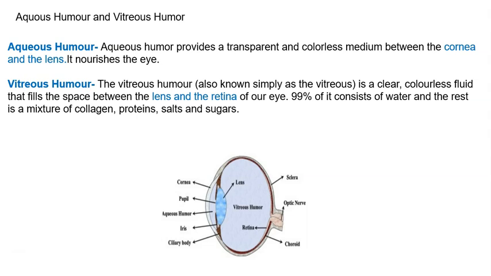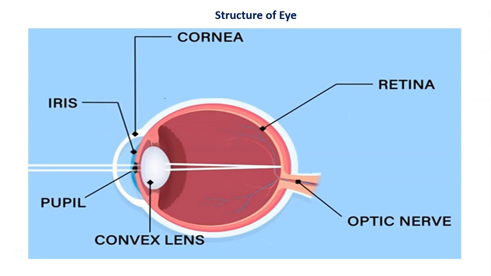Aqueous humor and vitreous humor. Aqueous humor is the liquid between the cornea and lens, and vitreous humor is the liquid between the lens and retina. Aqueous humor provides a transparent and colorless medium between the cornea and lens. It nourishes the eye. Vitreous humor is a clear colorless fluid that fills the space between the lens and retina of our eye. 99% of it consists of water, and the rest is a mixture of collagen, proteins, salts and sugars. So we have discussed the structure of the eye.